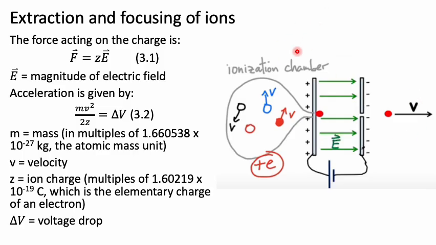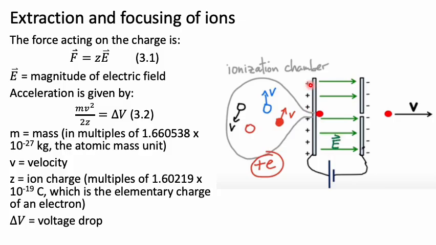So how does this actually work? We have here our positive plate. We have some ionization chamber that's producing positively charged ions. We have this positive plate here, and then we have a negative plate, and we have a slit that runs through them that allows our ions to travel through, and they're going to leave at a certain velocity.